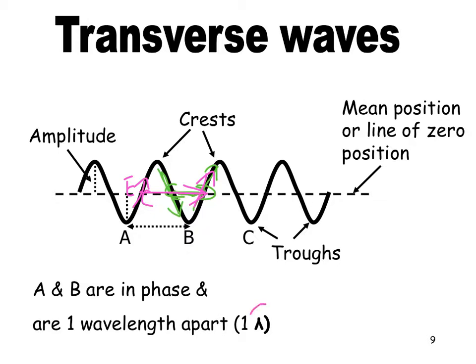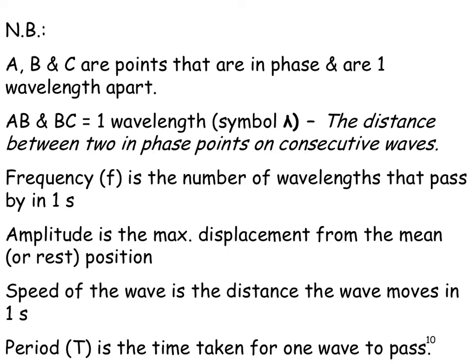We abbreviate wavelength with a symbol called lambda, and it looks a little bit like that. It's a Greek letter, and we will often use this lambda going forwards. So on that particular diagram, A, B, and C were points that were in phase, and they were one length apart. AB was equal to BC, was equal to one wavelength. If you look at your notes, you'll see that. The distance between two in phase points is called the wavelength.